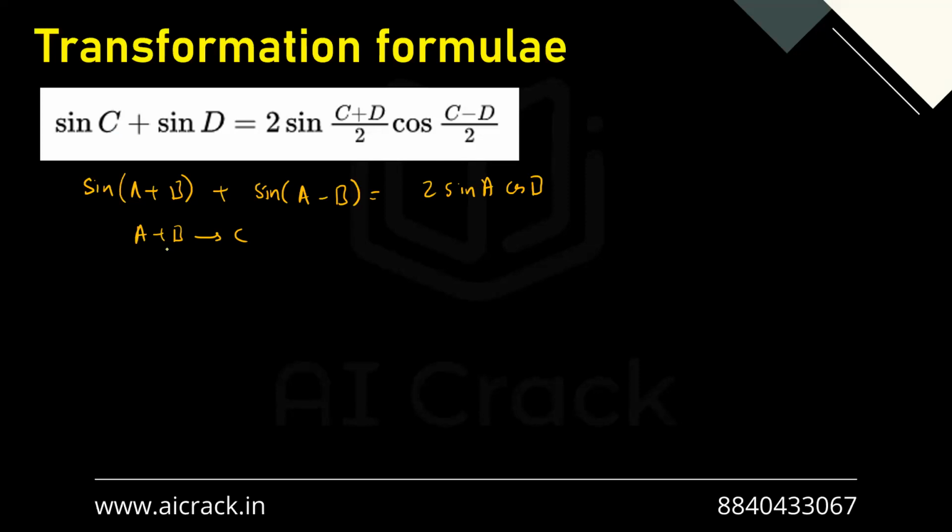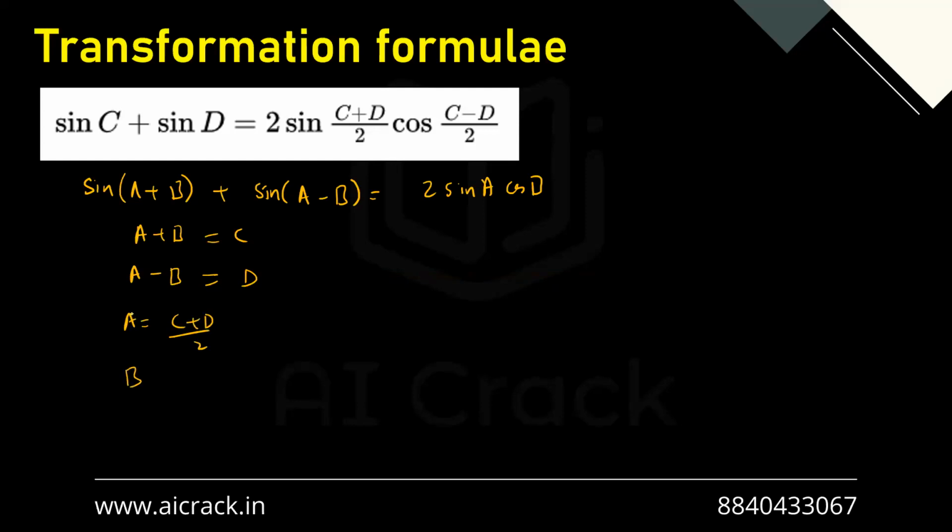So we have A plus B as C and A minus B equals D. So we have replaced A plus B with C, A minus B with D. Now if we add both of them, we'll be getting A equals C plus D by 2.